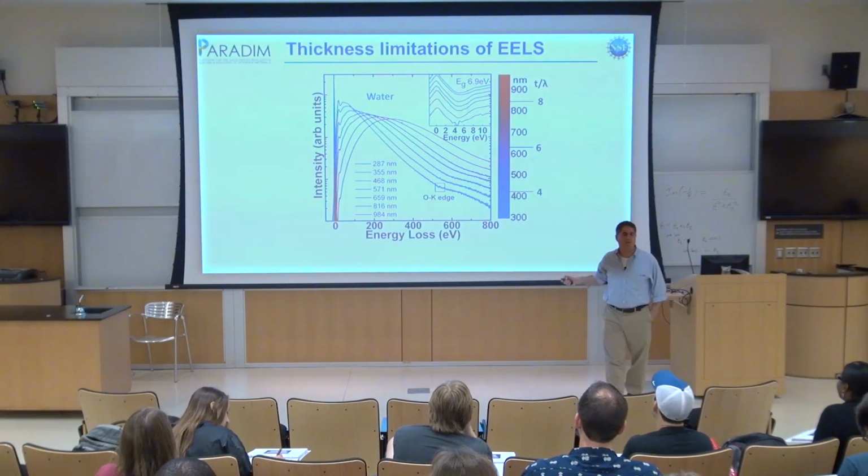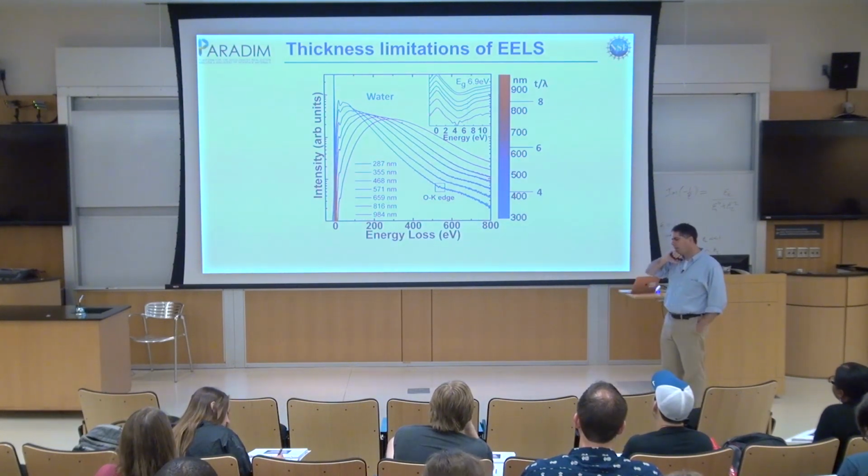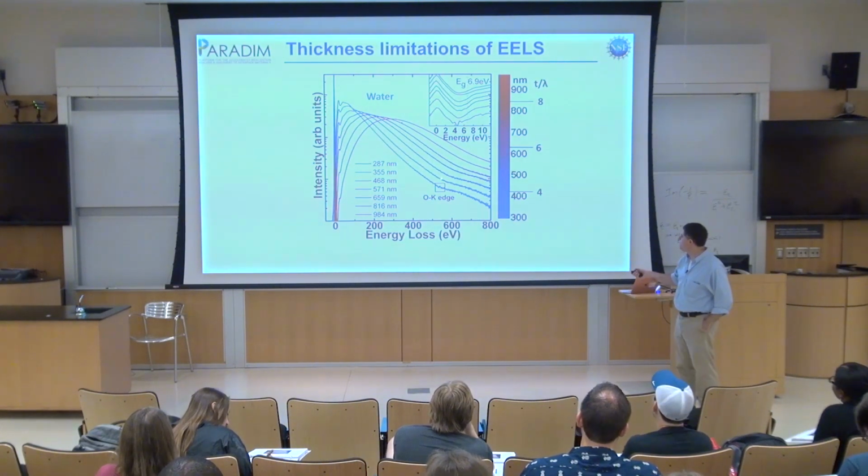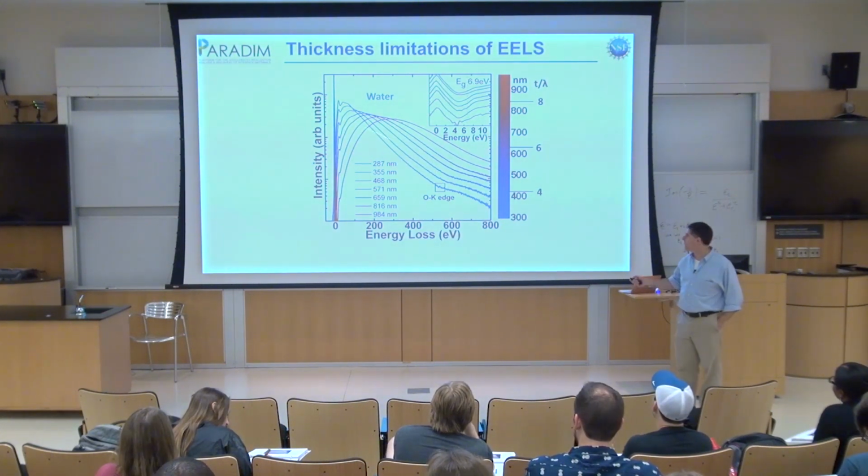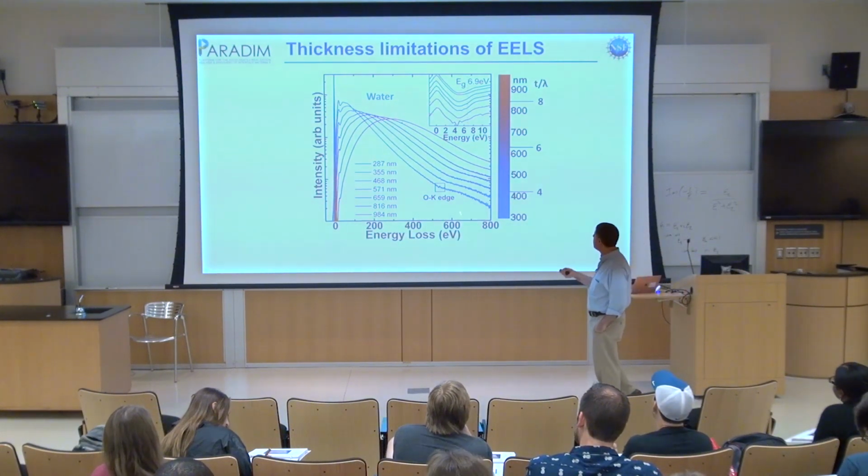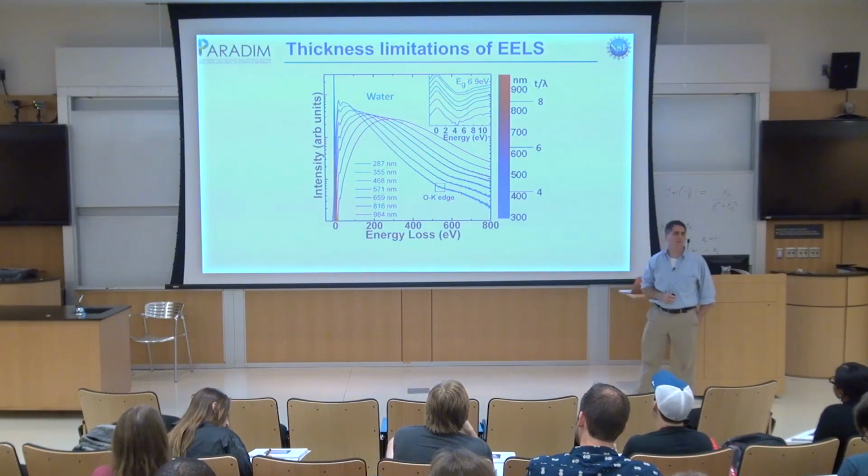Or at least people might try that, and then you go, yeah, I think that's just a thickness artifact, because they'd be getting the difference between that shape and that shape. And that's just multiple plasmon scattering. So the problem is, when I get very thick, I can't do core loss spectroscopy anymore.